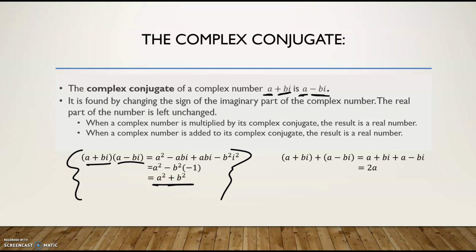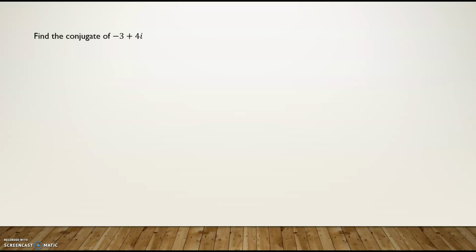And also when a complex number is added to the complex conjugate, like it is here, you will also get a real number. Notice it's 2 times a, and a is a real number. 2 times a real number will again be a real number. So let's look at it like this.